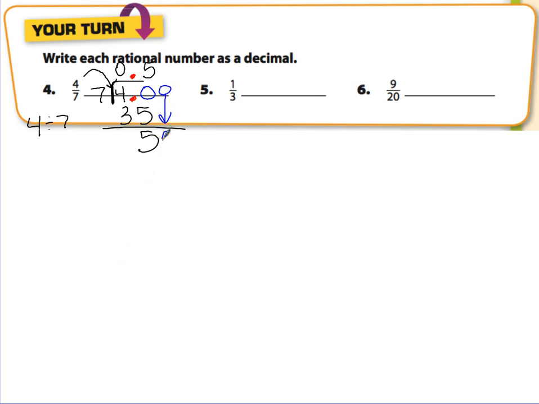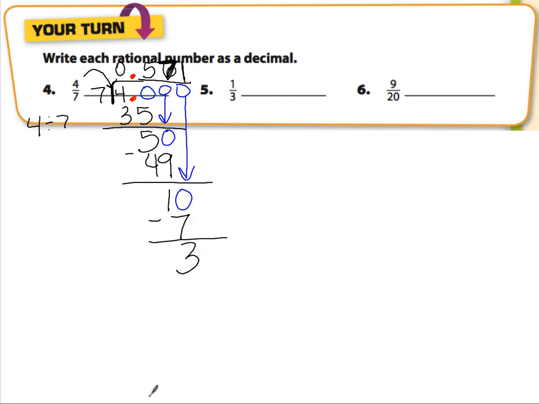Okay? I add that 0 and bring it down, and I know 7 goes into 50. How many times? It goes into 50 7 times. So 7 times 7 is 49. 50 minus 49 is 1. Again, I add another 0. Bring it down, and I get 10. And how many times does 7 go into 10? Well, it goes in once. Minus 7, I get 3.